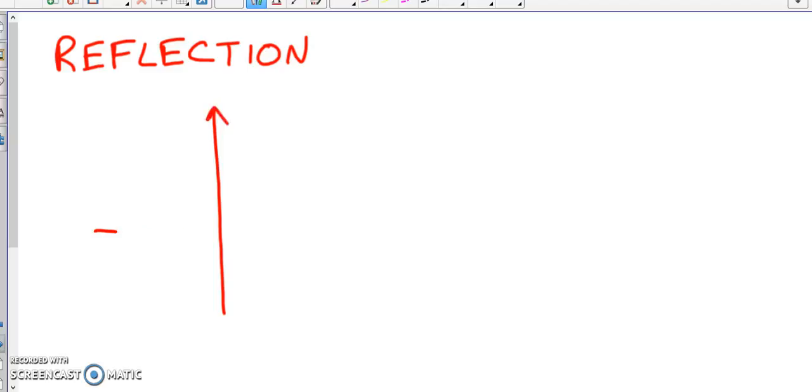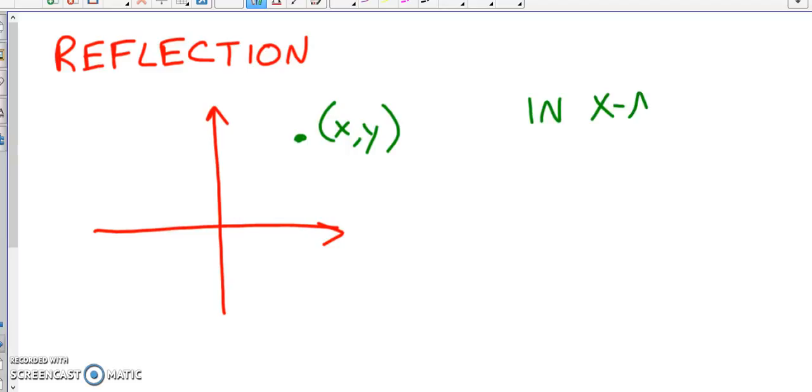All right, the easiest way I've found over the years to teach reflection is to take a coordinate in the first quadrant, or a point in the first quadrant, and then reflect it and see where it ends up. So if I want to reflect this point about the x-axis or in the x-axis, where would it end up? X negative y, I agree. So that would be in the fourth quadrant.